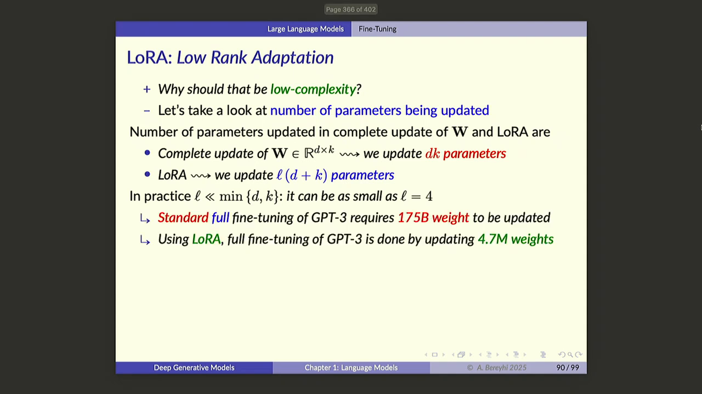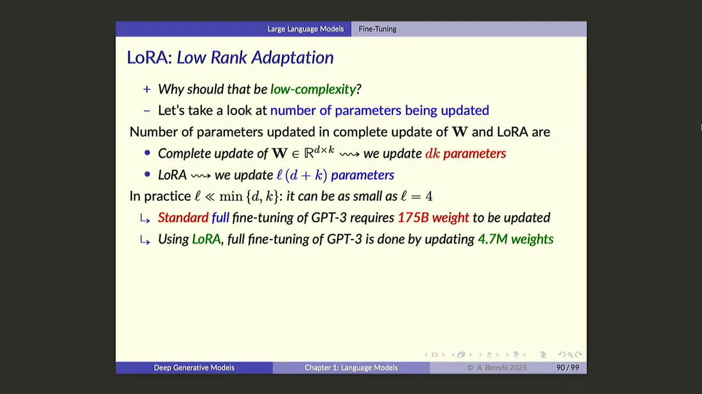So just to give you a bit of a sense about the numbers, I told you that GPT-3 has 175 billion weights. If you want to do full fine-tuning with the complete updates, it means that every iteration you need to update 175 billion parameters, right? But if you use LoRA instead for every layer, so you update all the layers, but every layer that you want to update, you don't update with a classic or basic approach. You just use low-rank adaptation.